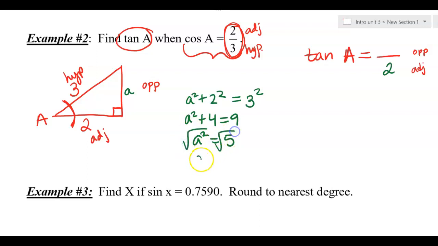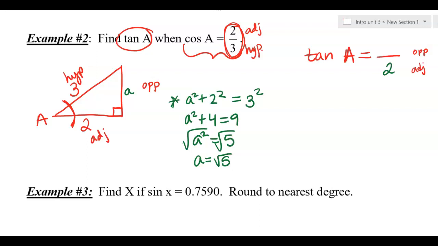Now, I am not writing plus or minus, but I want you to understand every time you solve an equation like this, if it was just an equation by itself, it has 2 answers, plus or minus rad 5. Why am I not including the minus rad 5? Good, because I'm using it in the context of a triangle.